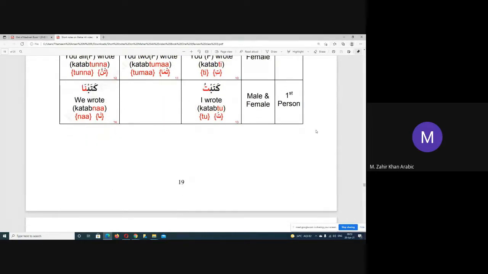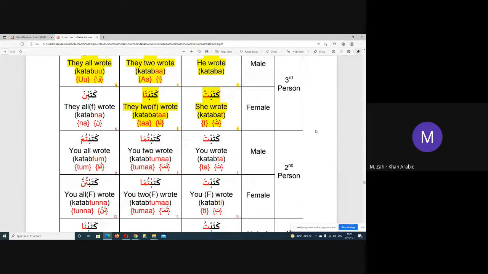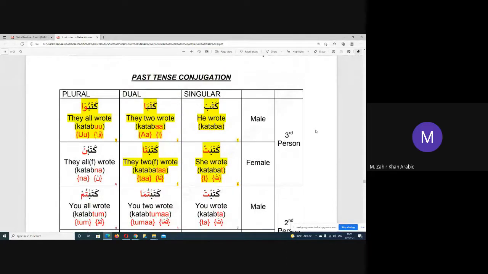You just see the singular column. Just remember the singular column. For the first one, kataba is as it is. And for making she wrote, you have to add ta with sukun. For making you wrote, male, you have to add ta with fatha. For making you wrote, female, you have to add ta with kasra. And for making I wrote, you have to add ta with dhamma.